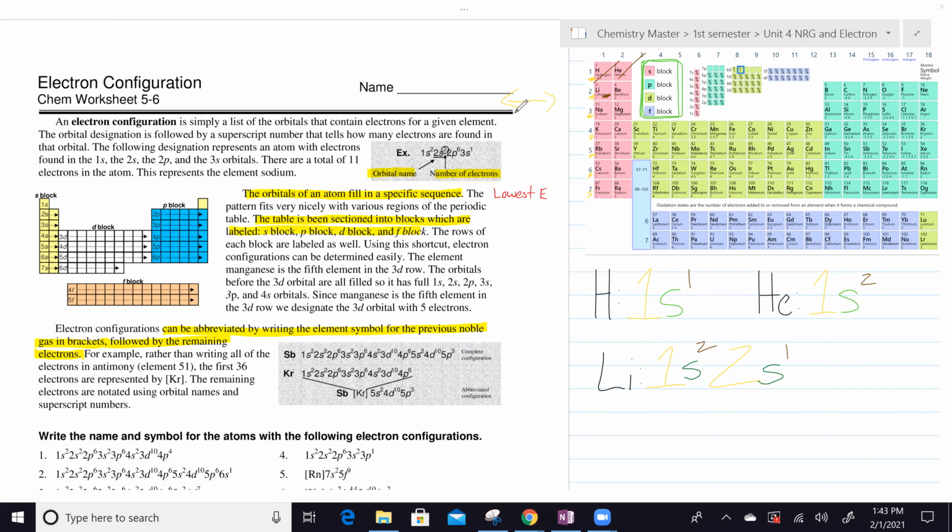How many electrons could go on the first ring? 2. Very nice. And how many on the second ring? 8. There we go. So watch. Lithium has 3 protons, so he should have 3 electrons. His first electron lives at 1s1. His second electron lives at 1s2. His third electron lives at 2s1. It's literally an address.